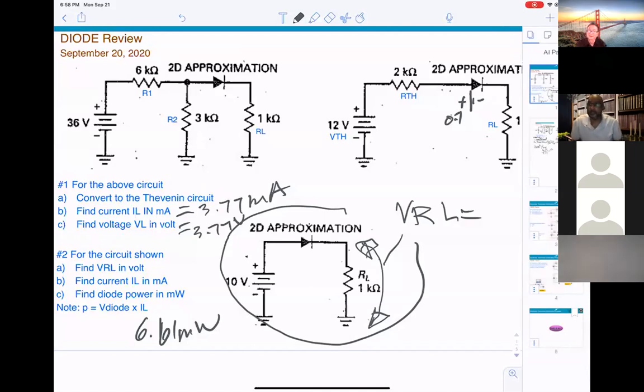Number 3, quickly, we ran out of time. For the circuit shown, take Vout. They're using a 0.7 volt diode. The big thing you have to tell me right away: what is Vout, and is the diode on or off?